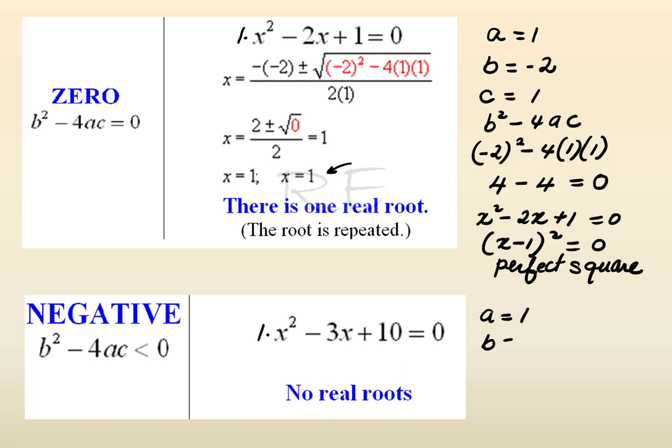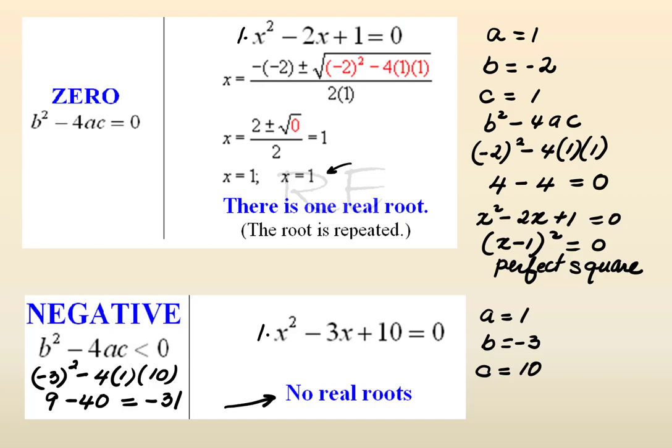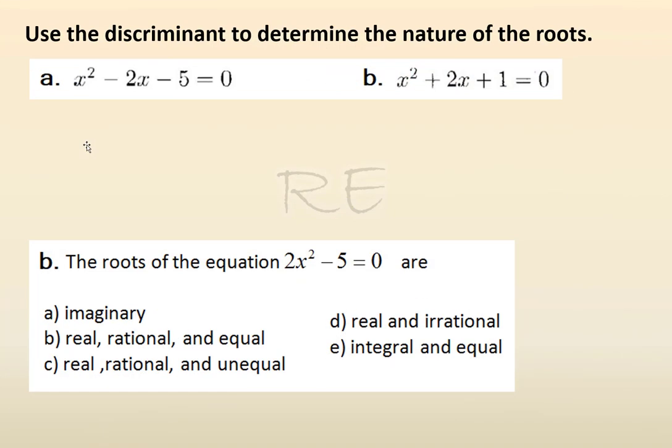If the discriminant is negative, the solution is imaginary. So we said there are no real roots, no real solution. For x squared minus 3x plus 10, b squared minus 4ac is equal to negative 3 squared minus 4 times 1 times 10. So it's equal to negative 31. No solution.